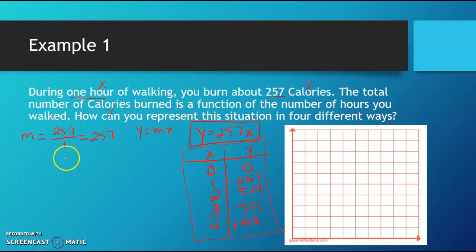From my table, I can make a list of ordered pairs. So I'm going to have 0, 0. Put my little bracket. 1, 257.